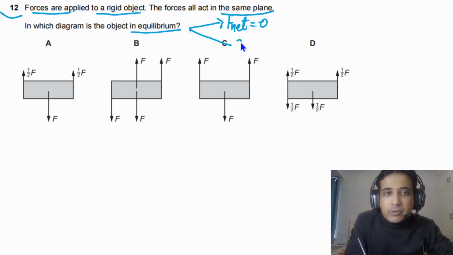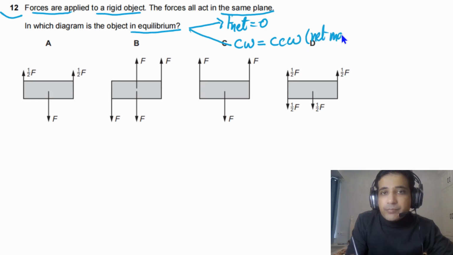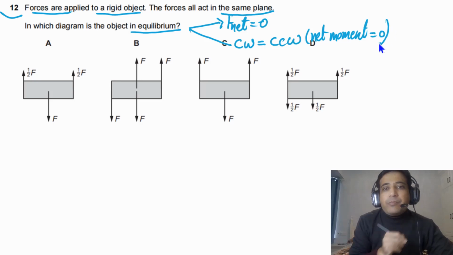It means the clockwise moment about any point has to be equal to the counterclockwise moment. Now simply we can say net moment is equal to 0. So we can say the net moment about any point has to be equal to 0. Now this is what we need to figure out.